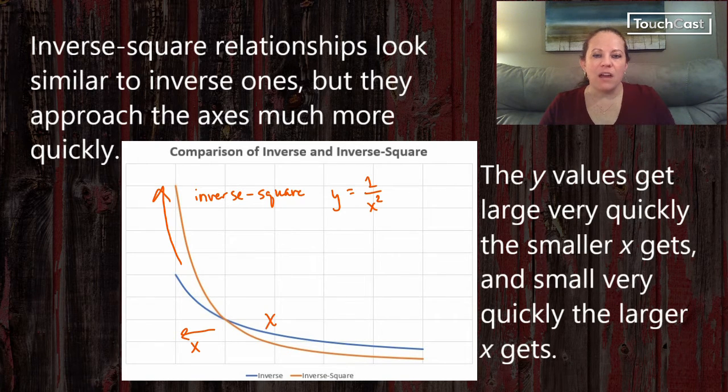And on the other side of that, as x increases, you will notice that the inverse square relationship has much smaller values than the inverse relationship. So we say that the inverse square relationship approaches the axes much more quickly.